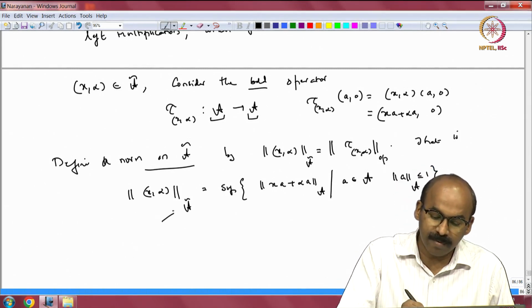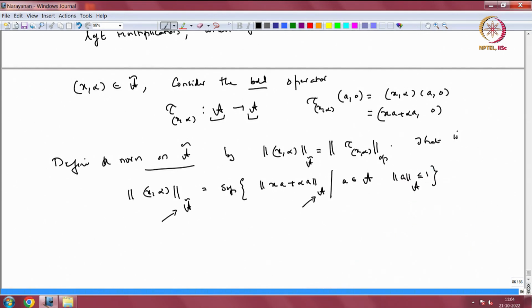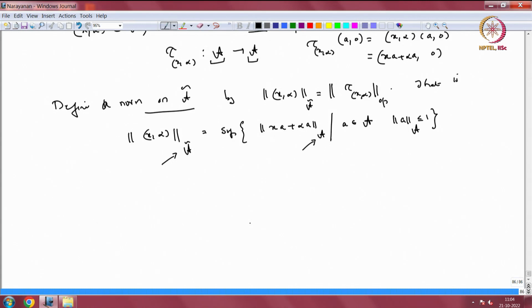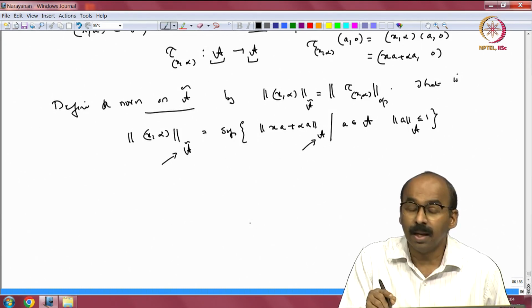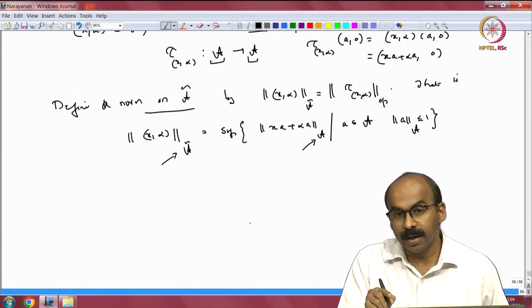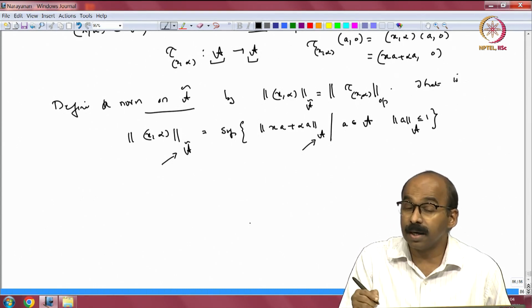These subscripts I will drop soon, because whenever I write two elements x comma alpha, then it is the norm in A tilde. If I have only x, 0 or x, well, we will prove that this norm reduces to the norm on A restricted to A, and so there will not be any confusion. Okay. So, whatever norm I write, it will be clear. But until we prove that, one should keep in mind that whenever I have x comma alpha, a tuple, then the norm is on A tilde, otherwise the norm is on A, because these are elements in A.